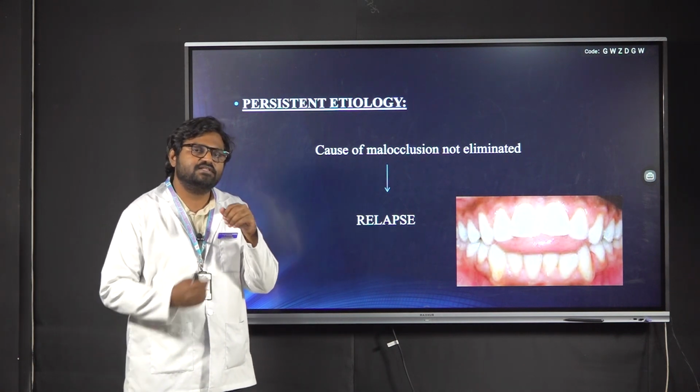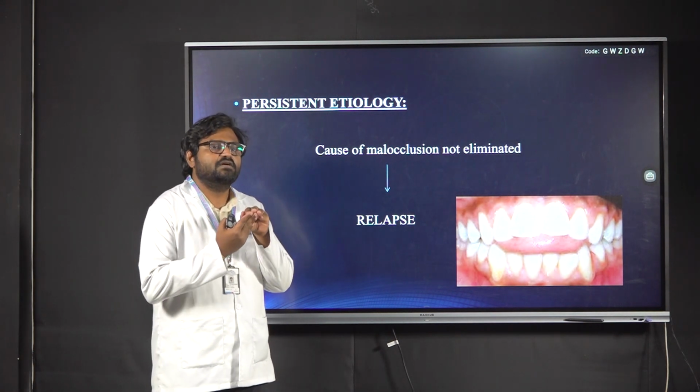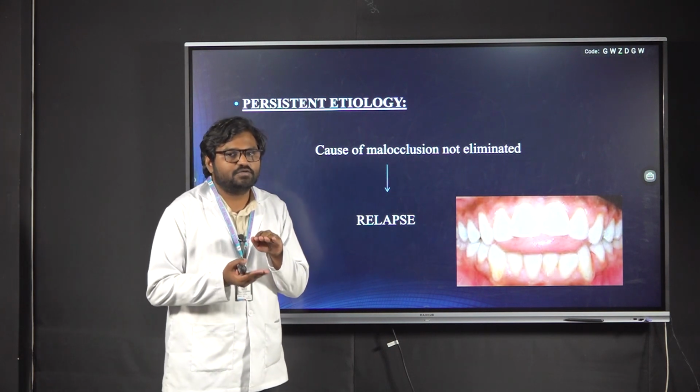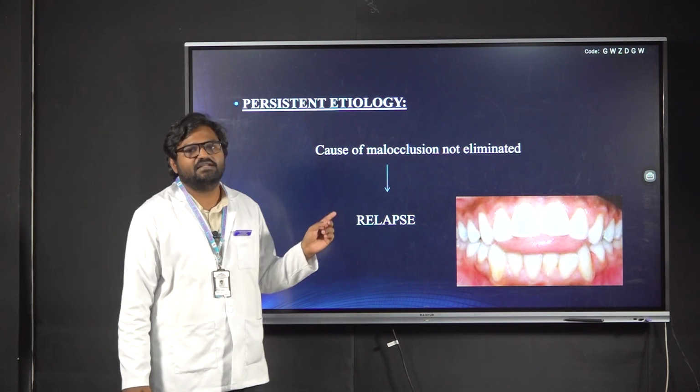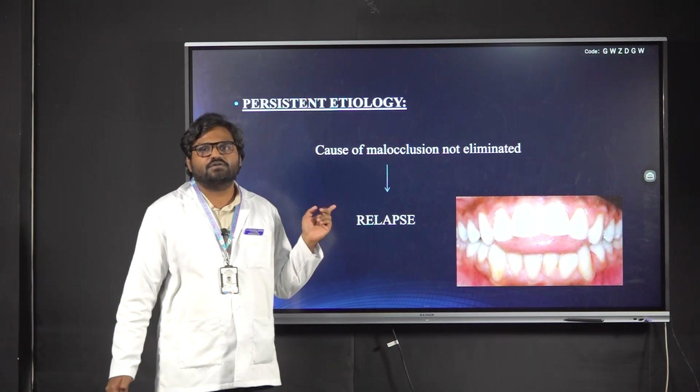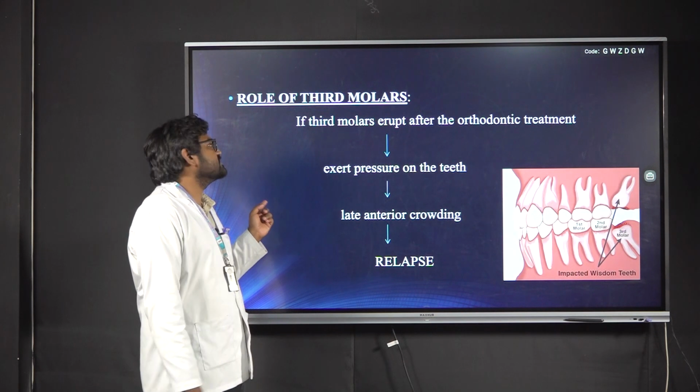It hits the teeth, and again there's always a force on the teeth, and there will be a high chance that your open bite will occur again for sure. So the main thing here is you have to treat the habit first, then treat the dentition. This is one of the major causes of relapse. And next is your third molars.